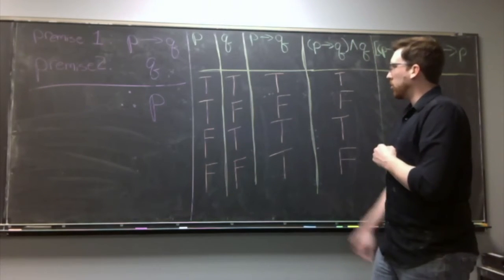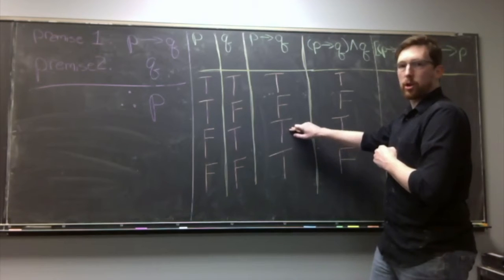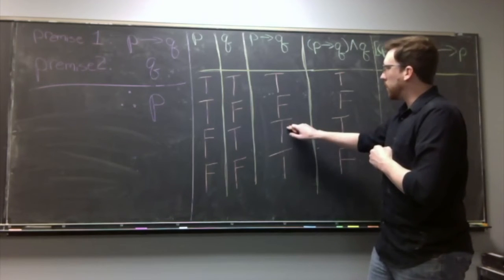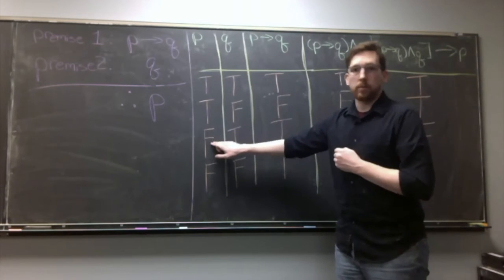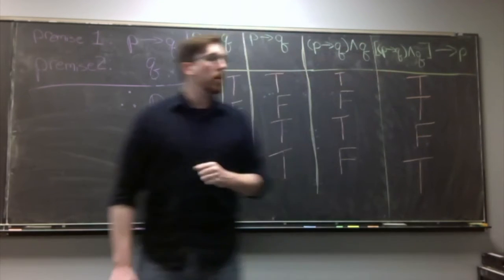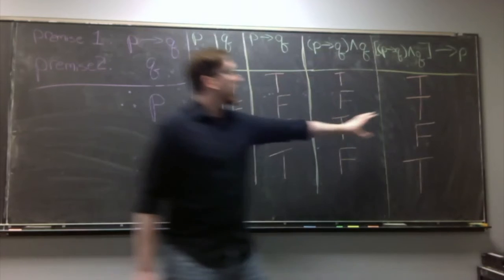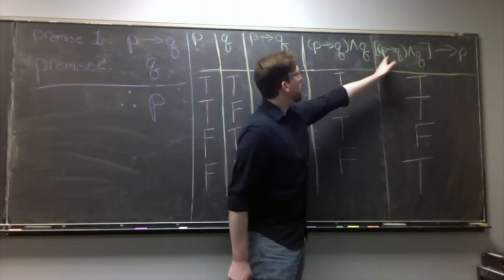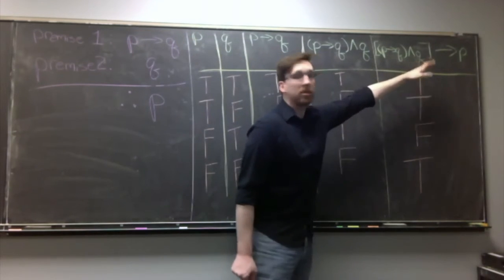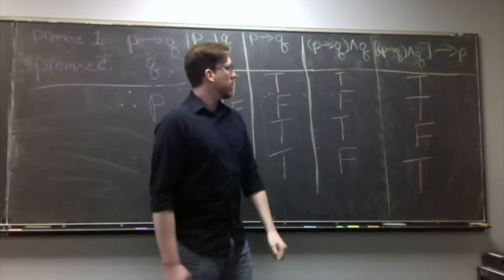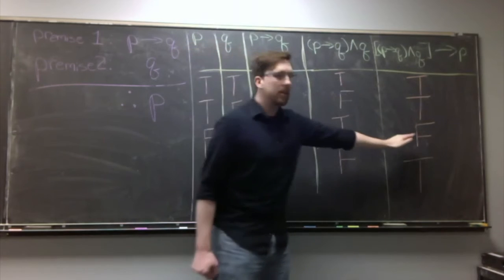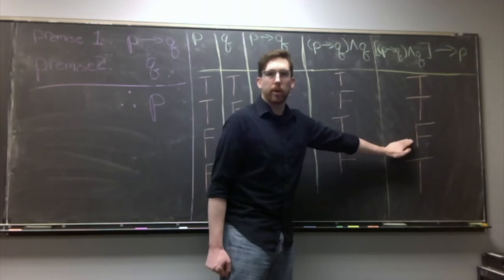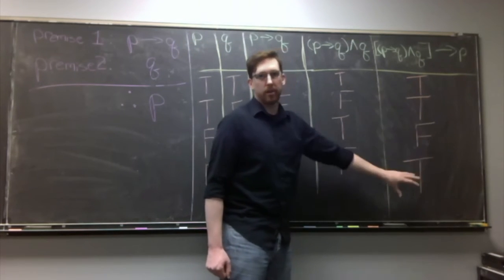Notice we fail on this third case, right? Premise one is true, premise two is true, the conclusion is false. Coming down here and looking at the entire argument, premise one and premise two implies the conclusion. The only time we fail to be true is in that same case. That's why this has to form a tautology.